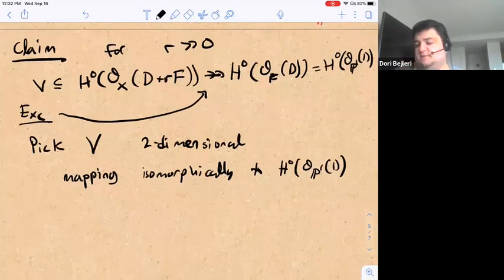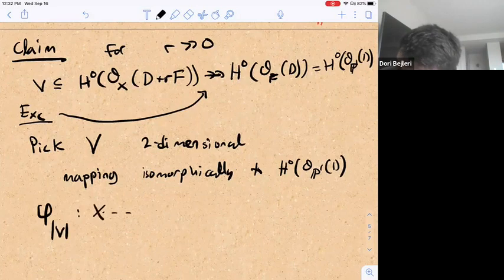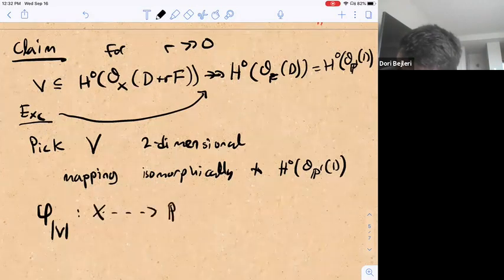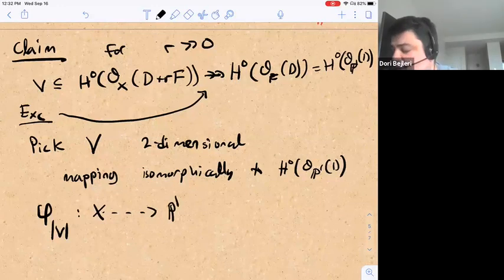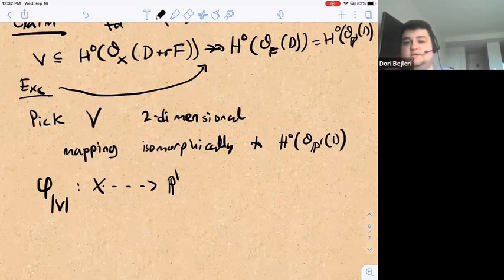But now this V gives us some linear series. It's two-dimensional, so it gives us a linear series to P1. We get some rational map to P1. But we know that when we restrict this linear series to our fiber, then we get a surjection onto global sections of O of 1.